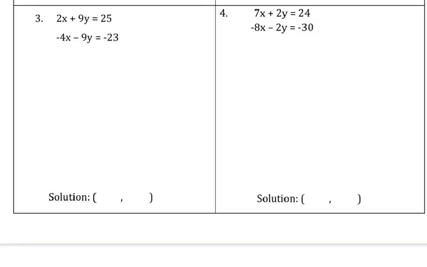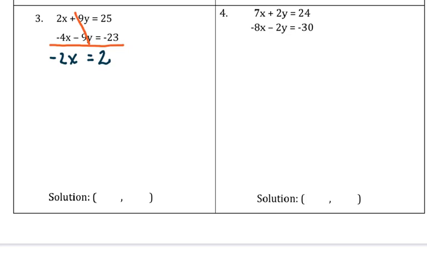Let's take a look at number 3. So in number 3, I look at this, and the first thing I ask is, is there a letter that is ready to cancel? Oh yeah, look, 9y minus 9y will go away. So that leaves me with 2 minus 4 is negative 2 with an x, equals 25 minus 23 is a positive 2. So I canceled, I eliminated the y's because 9 minus 9 is 0, so those go away.